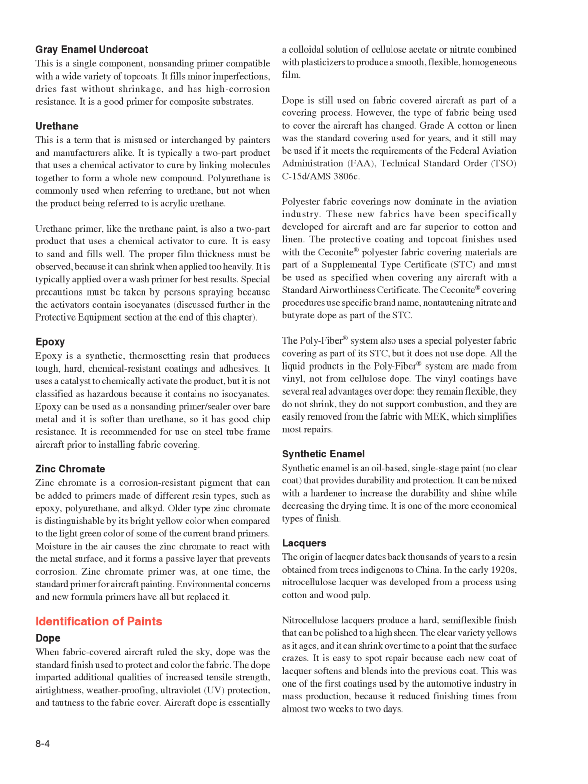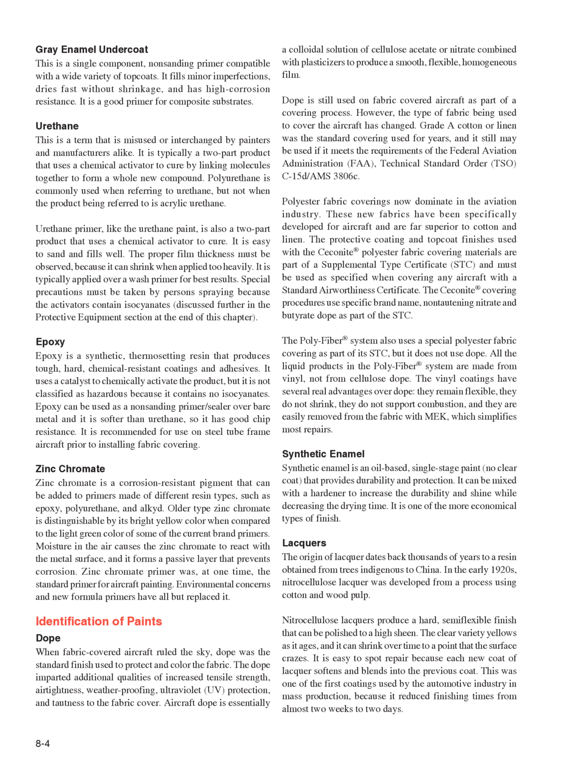The protective coating and topcoat finishes used with the Seconite polyester fabric covering materials are part of a Supplemental Type Certificate, STC, and must be used as specified when covering any aircraft with a standard airworthiness certificate. The Seconite covering procedures use specific brand name, non-tautening nitrate and butyrate dope as part of the STC.